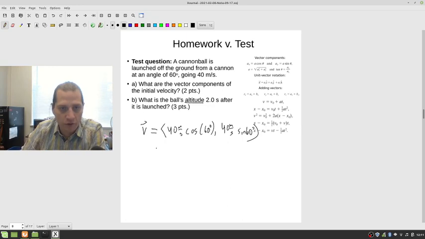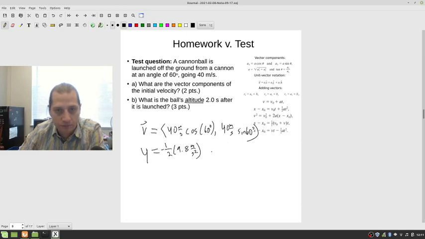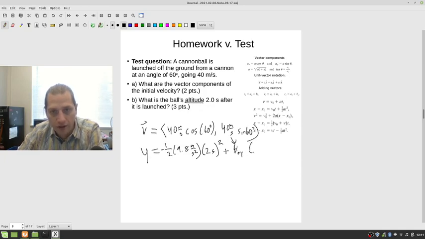So on this one, for instance, altitude is just how high up it is. So you would just use this equation, minus 1/2 times 9.8 meters per second squared, times 2 seconds squared, plus your v naught y times 2 seconds, and that would be it. You calculate it, and you're all done. And this gives you how high up you are 2 seconds after the ball is launched.